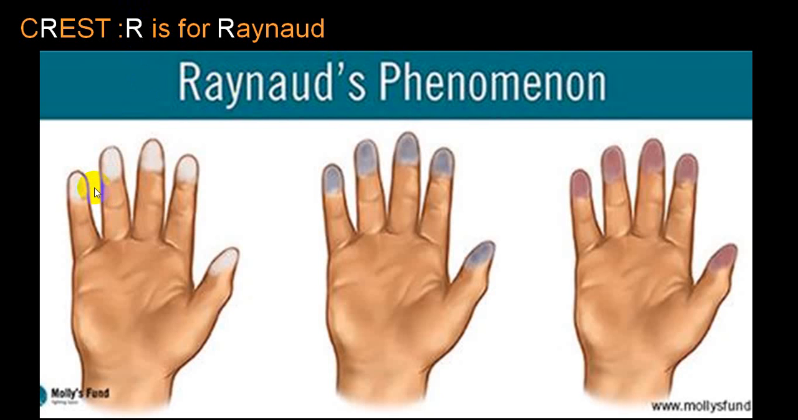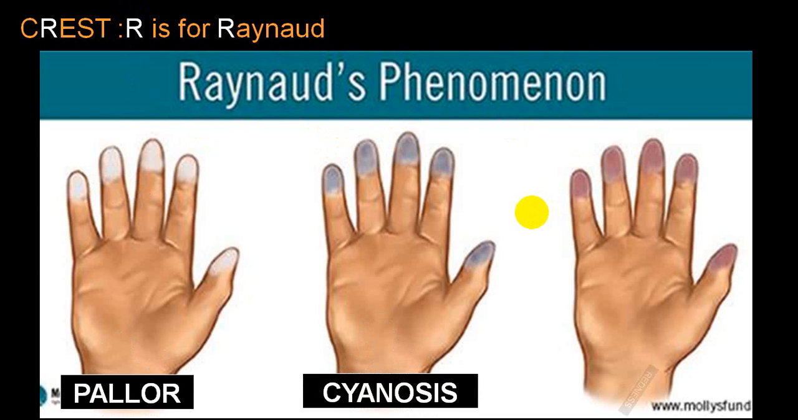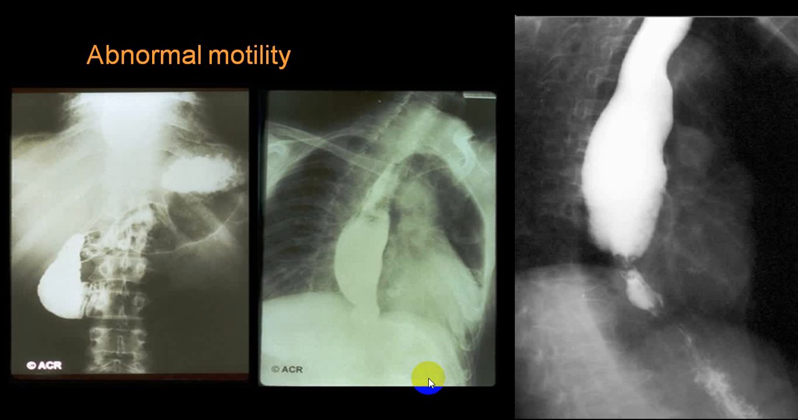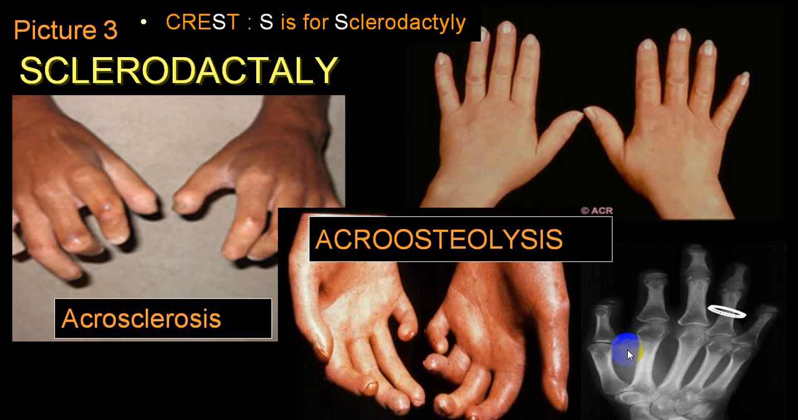R for Raynaud's phenomena: pallor, cyanosis, redness. Pallor, cyanosis followed by redness. Esophageal motility will be affected. So you will have a narrowing at the lower esophageal sphincter. You will have a GERD, and that can result into damage, and you can have even Barrett's esophagus. Abnormal GI motility leading to GERD, quite common.